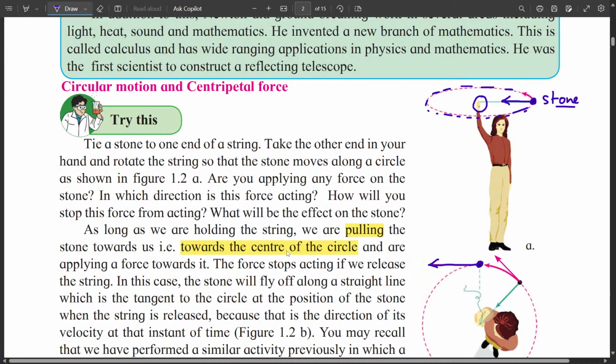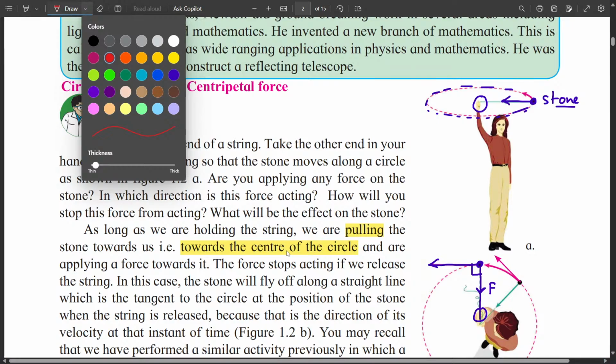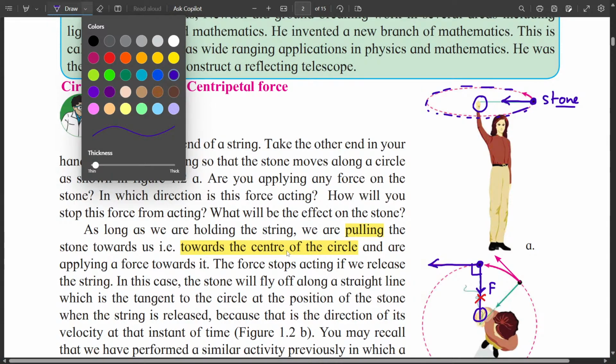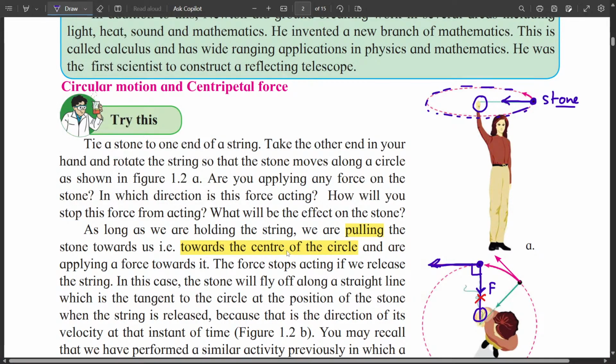What do you mean by tangential direction? Tangent is a line which touches the circle in a single point, and that tangent is always perpendicular to the radius at the point of contact. So your force toward the center, that means the hand is pulling the string in this direction. If this force ceases to act, stops, then what will happen? Then the stone will move in this tangential direction.